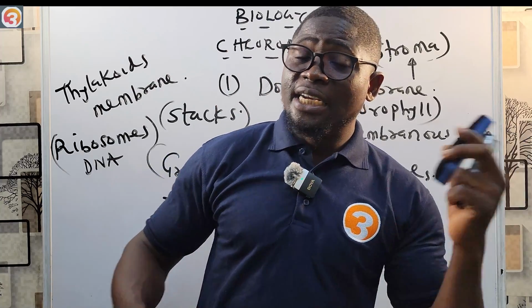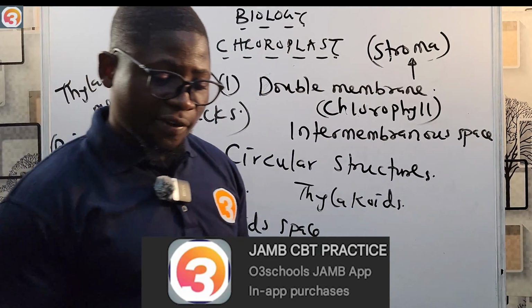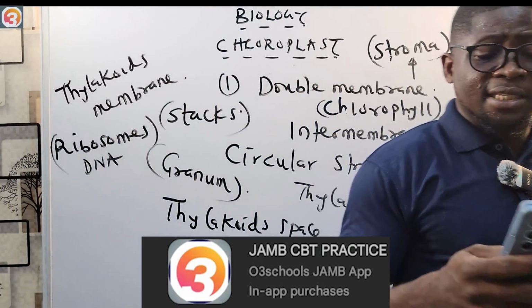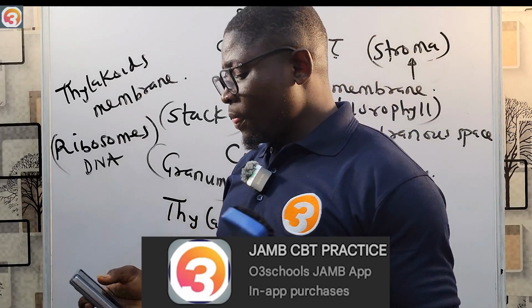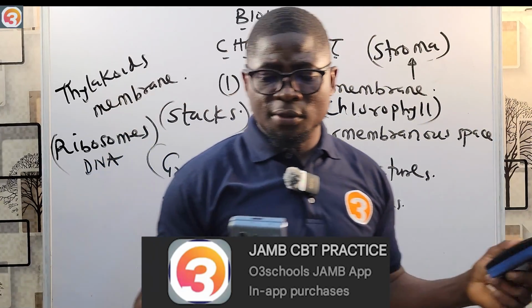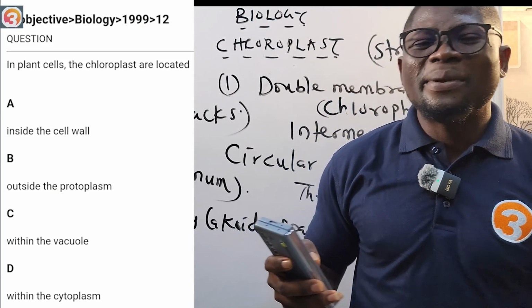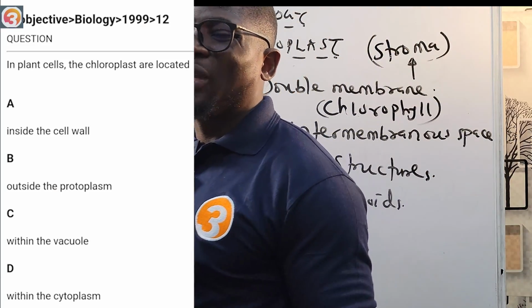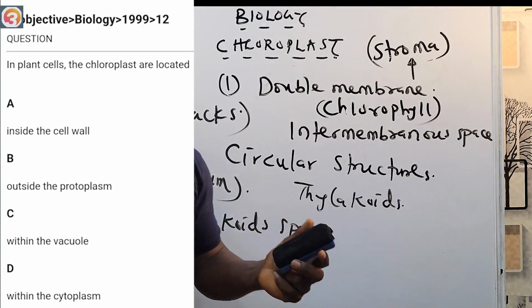All right, so now we'll go to the past questions, and then we'll take a few before we leave this class. This is the first question we're trying to attempt. This is a 1999 question, number 12, and it says, in plant cells, the chloroplasts are located in the cytoplasm.